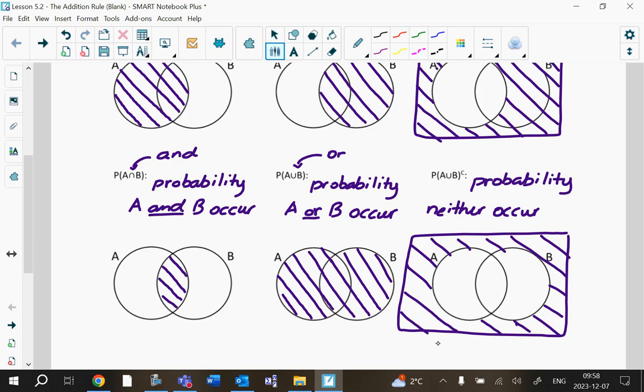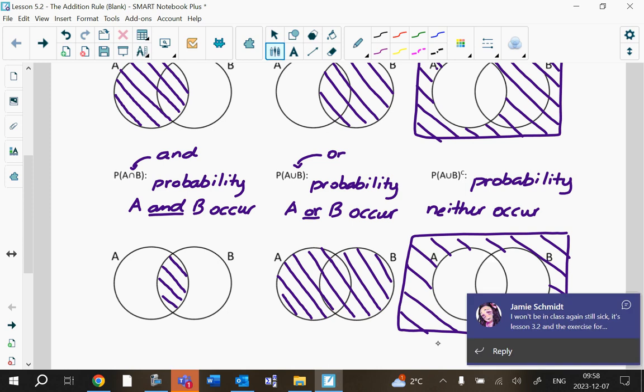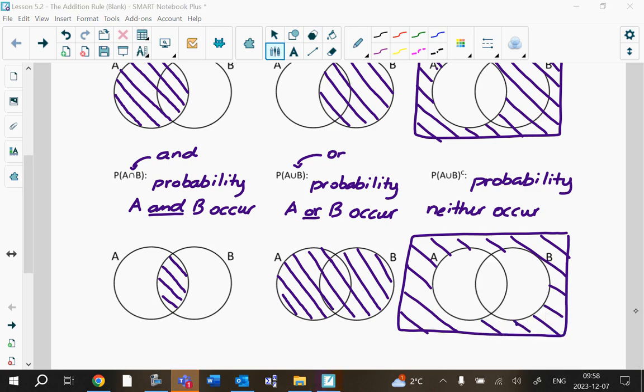So you need to be familiar with these words, because how we calculate probabilities in more complicated situations where there's more than one event depends on the wording. Okay, we may be doing some adding. We may have to do some other operations as well.